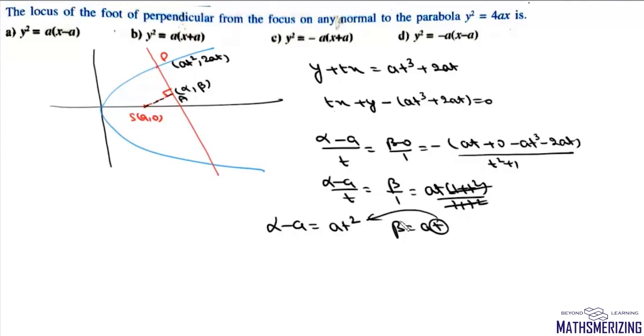Now we'll eliminate the value of t, so we can write this equation as alpha minus a equals a, and then t square will be beta square upon a square. So we'll cancel this a, so we can write this equation as y square equals a into x minus a, and that's your option number A.